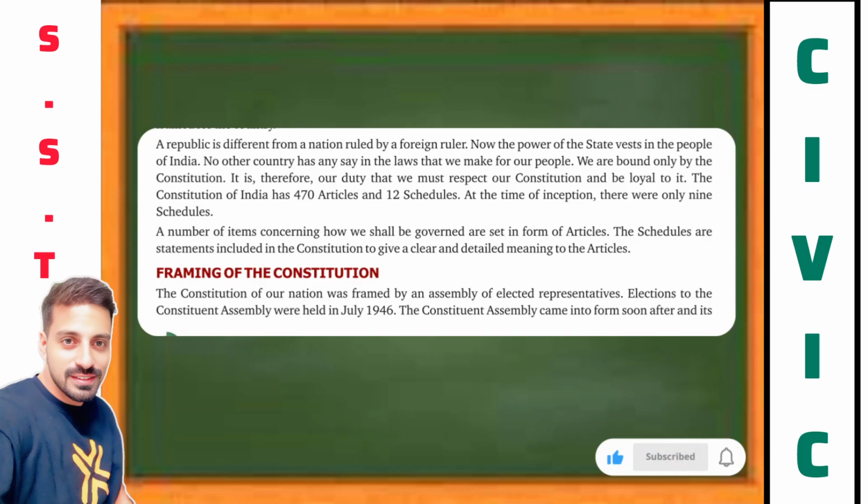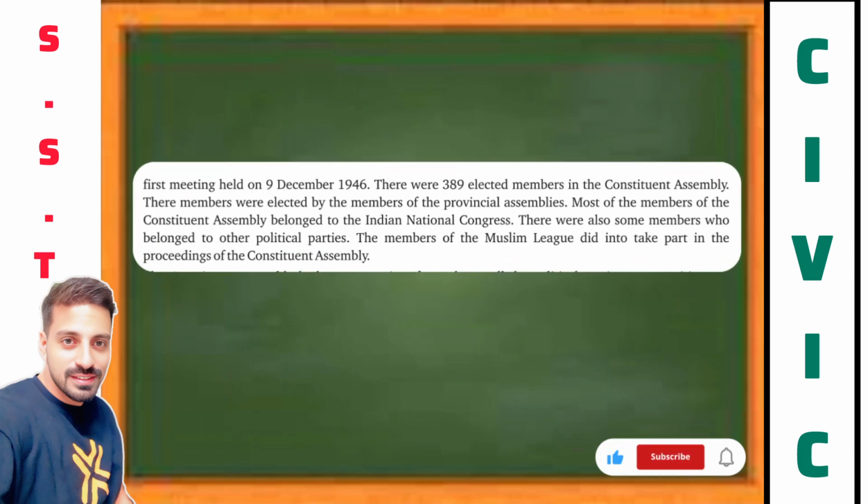Framing of the Constitution. The Constitution of our nation was framed by an assembly of elected representatives. Elections to the Constituent Assembly were held in July 1946. The Constituent Assembly came into being soon after, and its first meeting was held on 9 December 1946. There were 389 elected members in the Constituent Assembly.